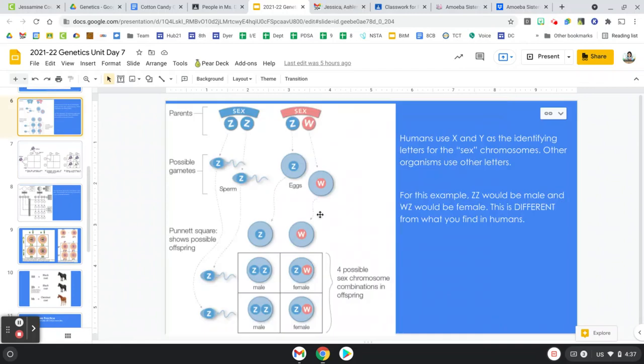Here is just some information. It's kind of interesting for whatever this example is, and I forgot what it is, and I forgot to look it up the other day as well. For this one, ZZ is male and ZW is female. So that's a little bit different than in humans, but you can still figure out what the possible offspring would be, which sex they would be, which biological sex.